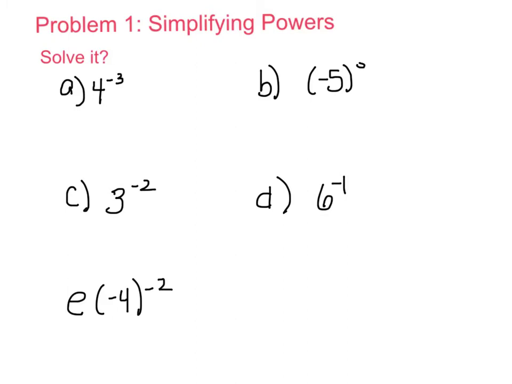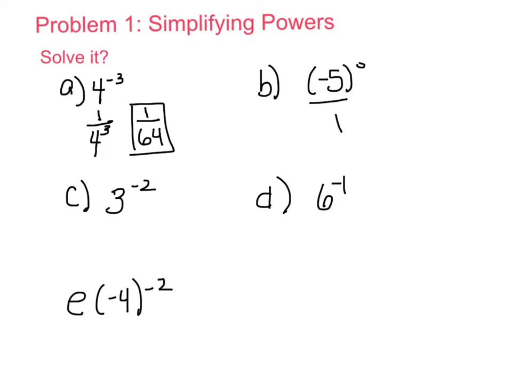Problem 1. You're just going to be simplifying expressions using the two rules on the front. So we're going to do all 5 got it problems. A, 4 to the negative third power. We're going to flip it. It's going to become 1 over 4 to the third power. It becomes a positive power. And then we take 4 times 4 times 4. 4 times 4 is 16. And 16 times 4 is 64. So we get 1/64.